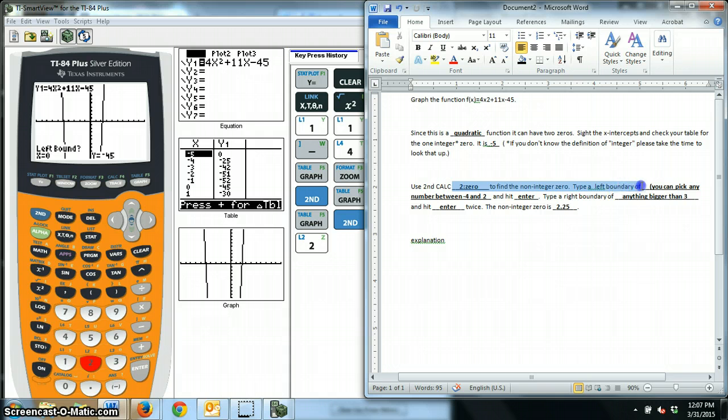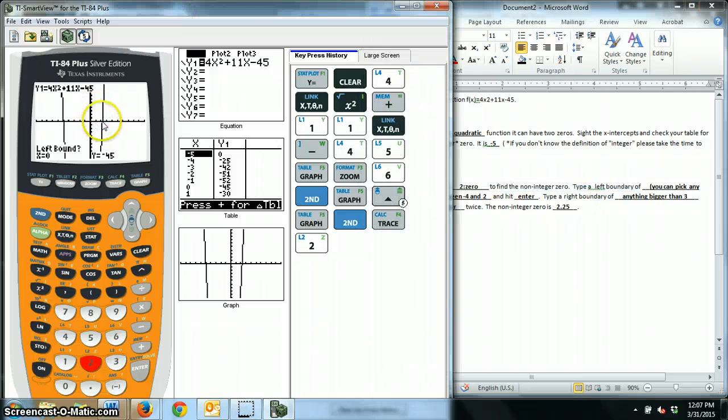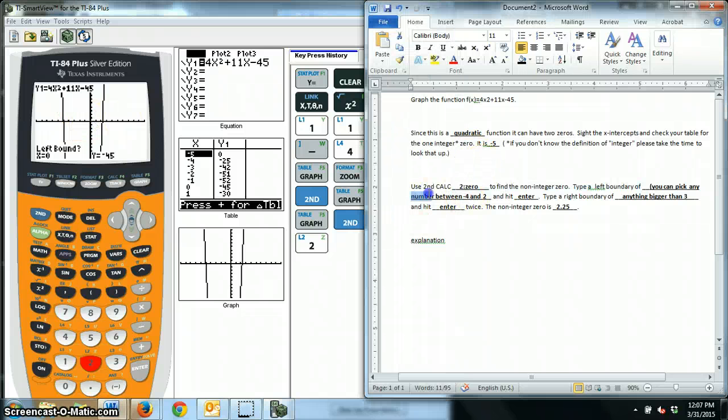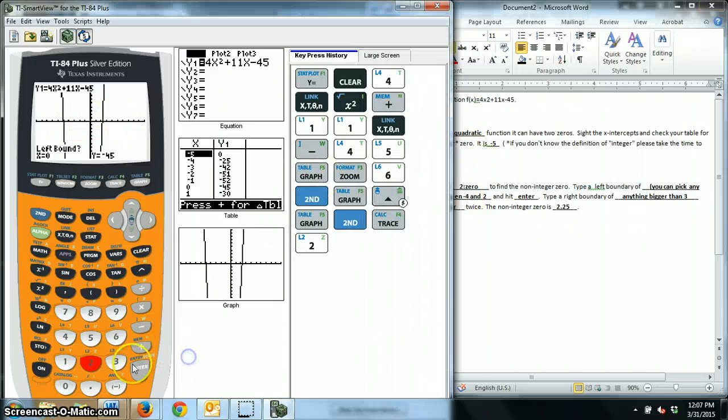Type a left boundary of blank. So what I'm saying is you're looking for this one right here. So for a left boundary, you can go anywhere along here, so anywhere between 2 and let's say -4. So that's why I said anywhere between 2 and -4. I'm just going to pick 1 because that's somewhere in that range. So that's my left bound.